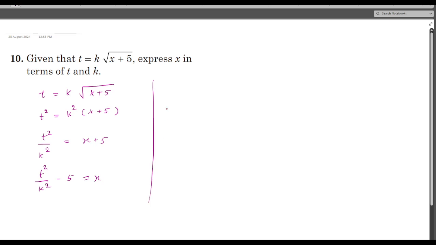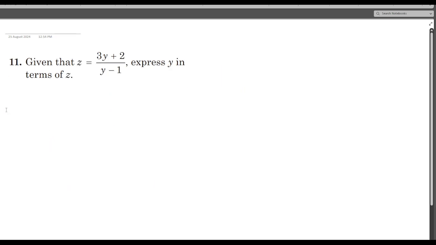So that gives you x is equals to, now you can club also, t square minus 5k square whole divided by k square. Okay, now how did we get 5k square? So it is 5 upon 1. So this minus 5 multiplied by k square is minus 5k square, and in the denominator k square is multiplied by 1. So this is how we express x in terms of t and k.